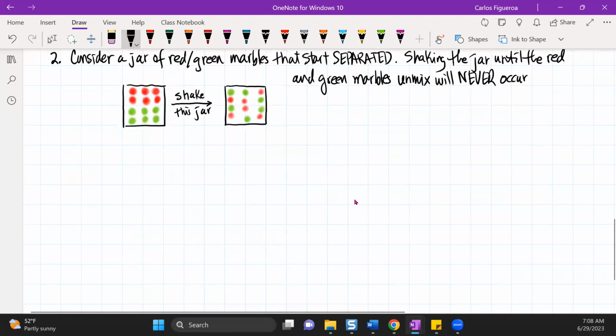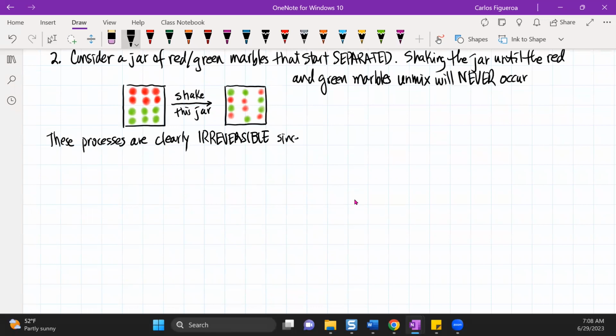So these processes are clearly irreversible, since they only occur in one direction.